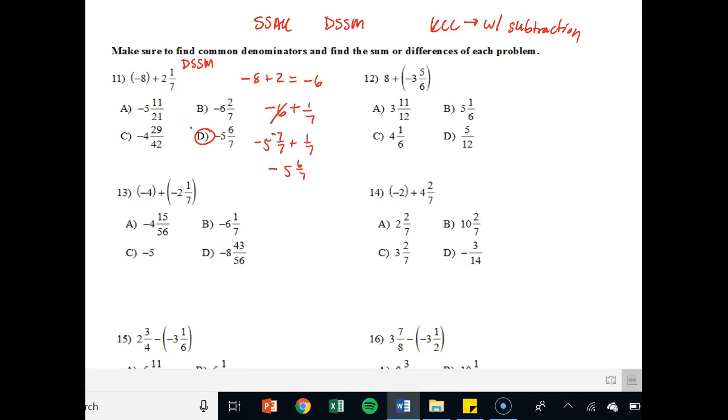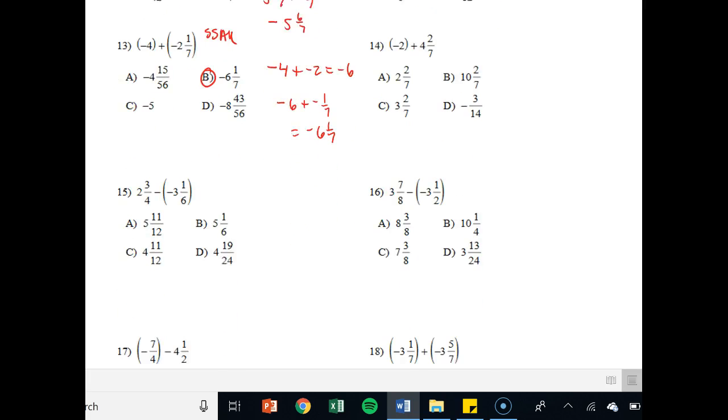In fact, I would encourage you to figure out the answer with your calculator and then backtrack to try and show work. For number 13, this is an SSAK problem. They're both negatives. So first you want to figure out what's -4 plus -2. That gives you -6. And because the whole number was negative, that means the fraction's negative. So negative 6 plus a negative 1/7 is simply a negative 6 and 1/7. You just get to put them together because they're both negative. So B is your answer there.